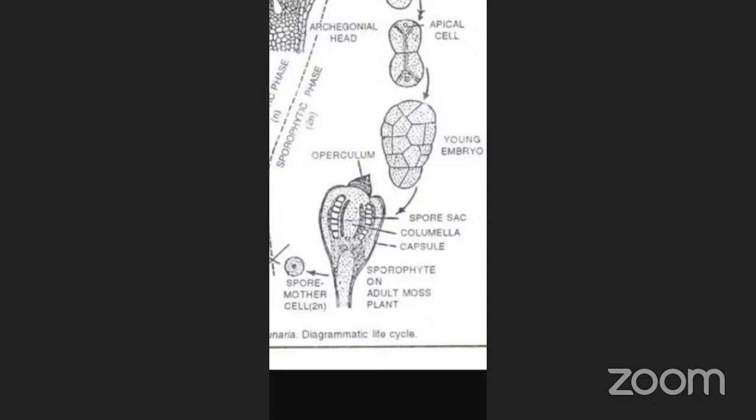And dehiscence of the capsule. At the maturity stage of the capsule, the cells of the columella, operculum, base of the annulus and other wall tissues of the capsule lose water, which will lead to the dispersal of the spores. This results in the rupture of the annulus and operculum.